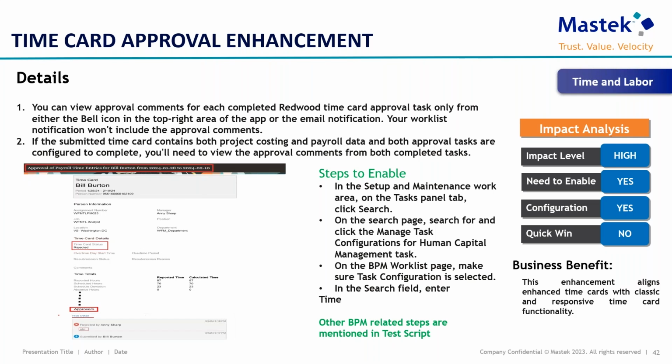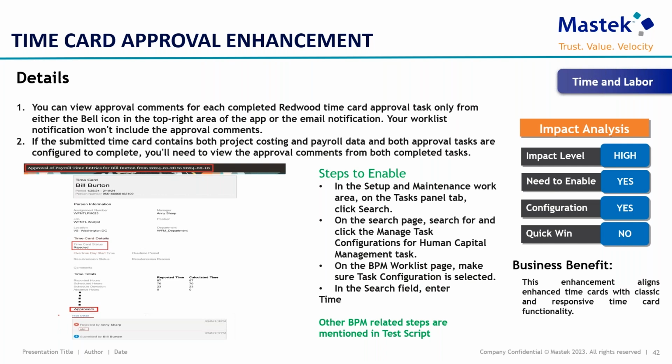Okay. The other topic is time card approval enhancement. So similar to what we have already seen for managers in terms of absences, where they can add their comments while approving and rejecting, similar to that, in Oracle time and labor as well, managers can add their comments while approving the transactions. So that is the feature. In terms of enablement, we have to do certain set of tasks in terms of setup and maintenance. We have to go to the task and configure human capital management task in BPM work list.